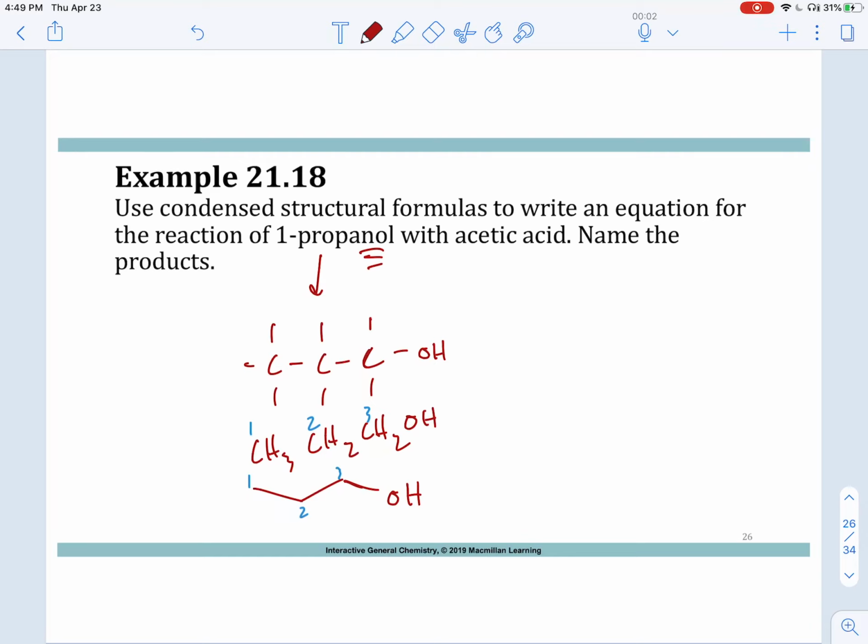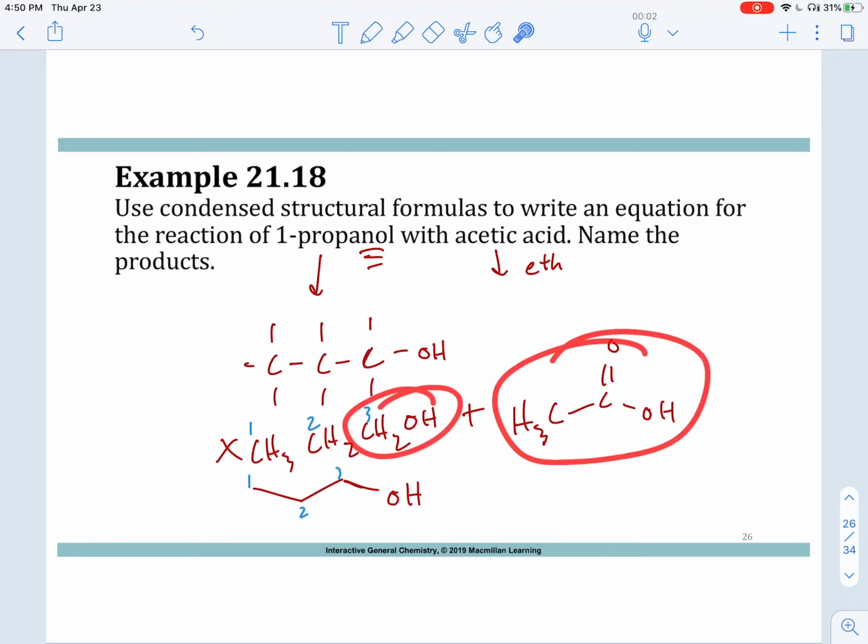So it really wants us to use the condensed one right here. And then we're adding acetic acid. Remember, acetic acid is not the systematic name, but this is the 2-carbon, think eth, 2-carbon. So it'd be plus OH. Okay, so remember what happens when you add an alcohol to a carboxylic acid.